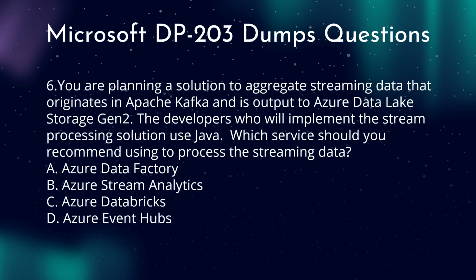6. You are planning a solution to aggregate streaming data that originates in Apache Kafka and is output to Azure Data Lake Storage Gen2. The developers who will implement the stream processing solution use Java. Which service should you recommend using to process the streaming data? A. Azure Data Factory. B. Azure Stream Analytics. C. Azure Databricks. D. Azure Event Hubs.